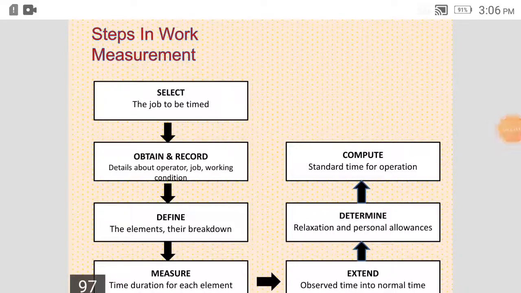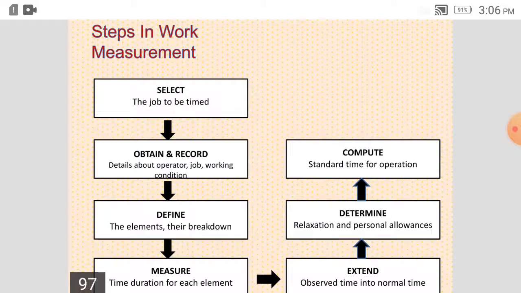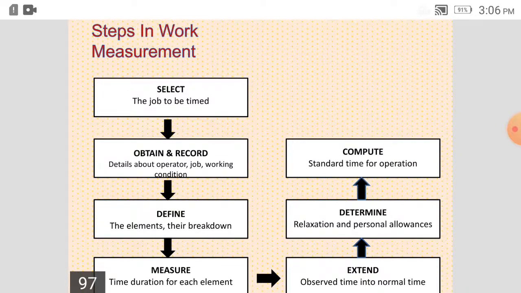Students, last time we started with the time study, the second part of the work study. First, we have seen method study and then the time study, that is the work measurement. So, we have seen some introduction to the work measurement. Next are the steps in work measurement, what is to be followed.